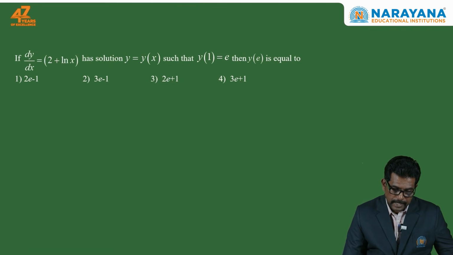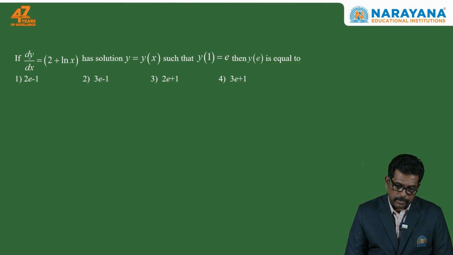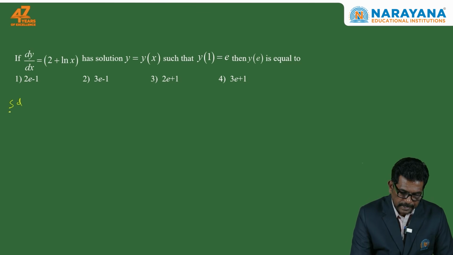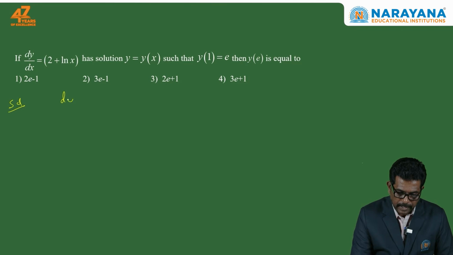This problem is related to the differential equation. If dy by dx is equal to 2 plus log x has solution y is equal to y of x such that y of 1 is equal to e, then y of e is equal to, they asked. See, the differential equation directly by using the variable separable method, we get the solution here. That is, we are writing dy is equal to 2 plus log x to the base e into dx.